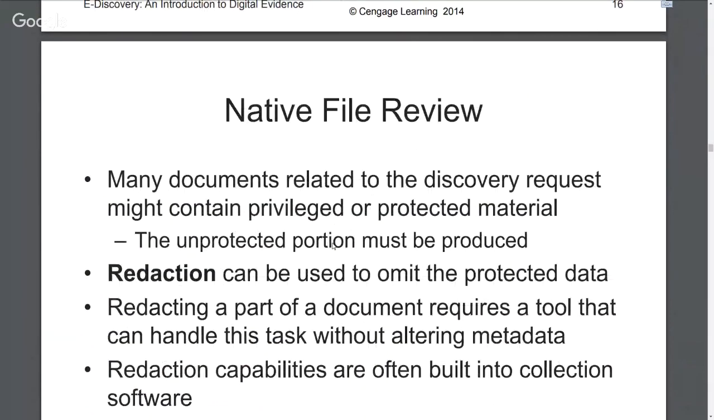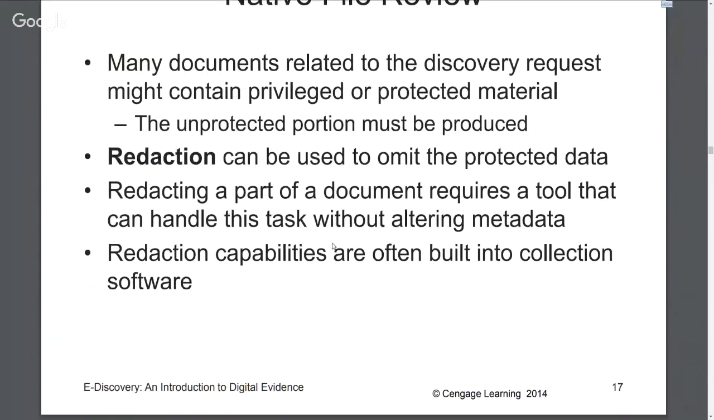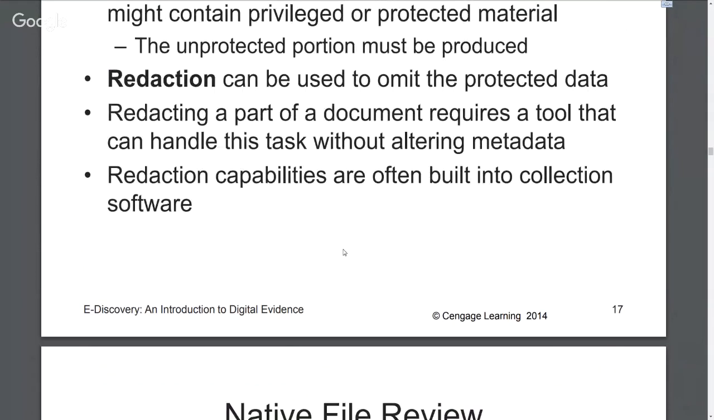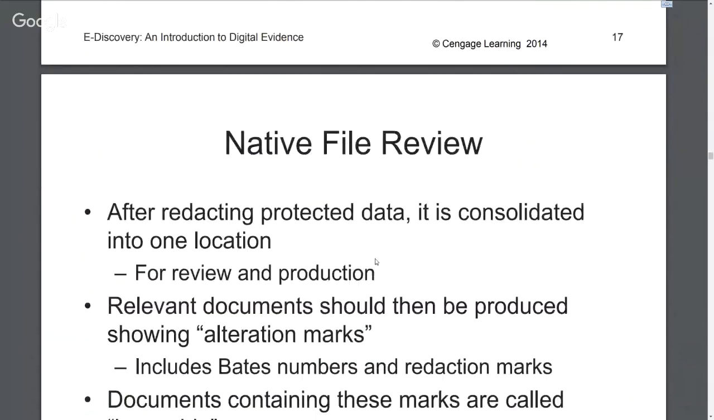Native file review. Many documents related to the discovery request might contain privileged or protected material. The unprotected portion must be produced, but redaction helps omit that protected data. We should use something that does it without altering your metadata, because once you make a change to it, you officially become the owner of that file, or at least the last author of it, and that may be a problem. It depends on your collection software as far as the redaction abilities.